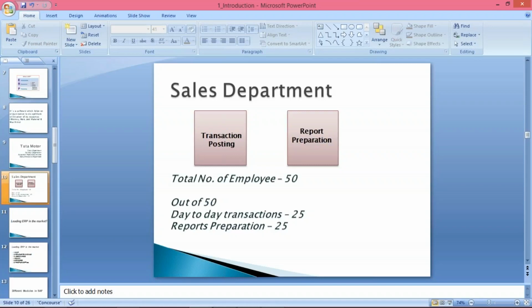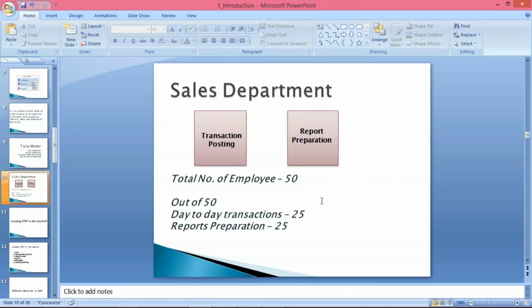Apart from this, after certain time the customers are going to make payments, so those payment-related transactions are also going to be recorded somewhere in certain registers. So out of 50, 25 people are involved in recording day-to-day transactions.